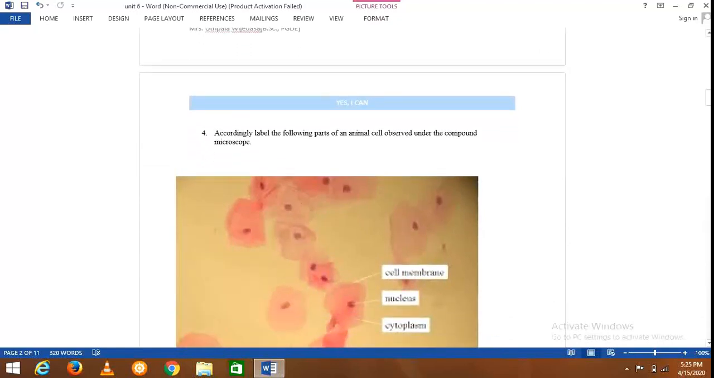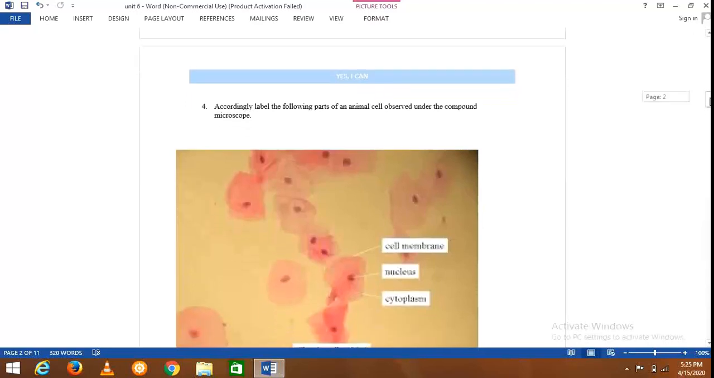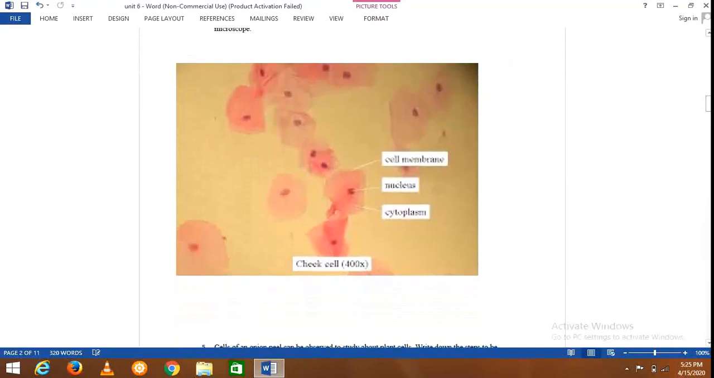Accordingly, you are asked to label the parts of animal cells. So I have given an already labeled diagram. You can see the outermost cover of these cells is the cell membrane, and this dark spot inside is the nucleus, and inner to the cell membrane there is the cytoplasm.